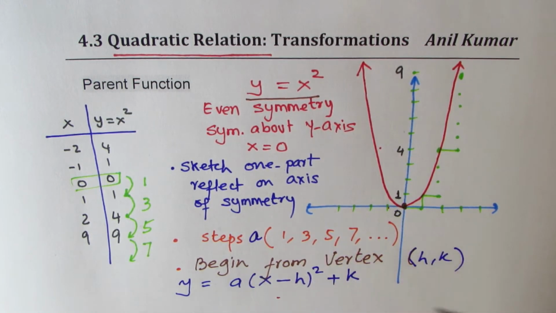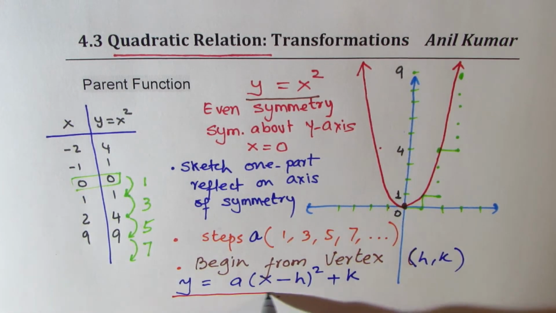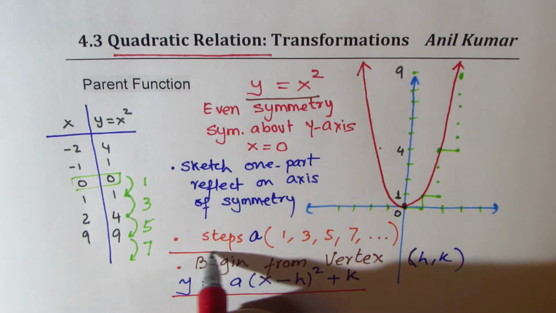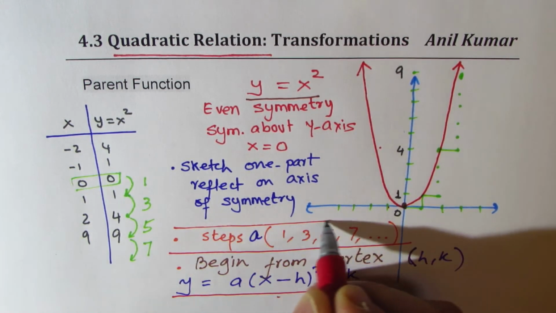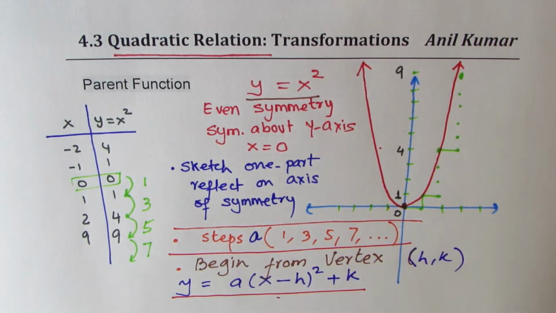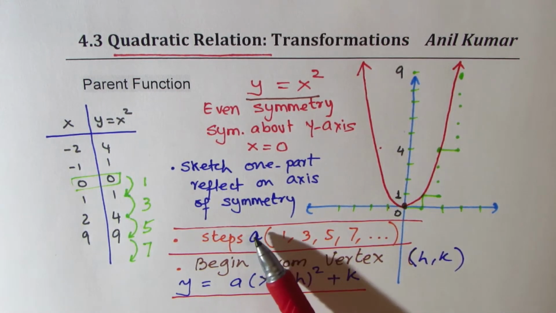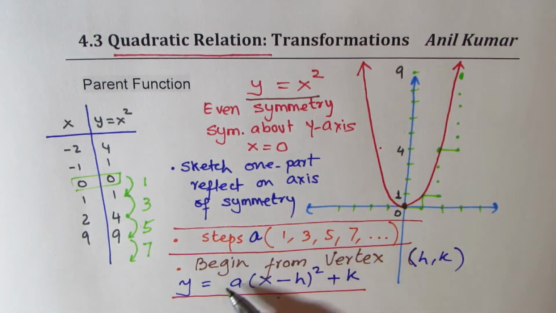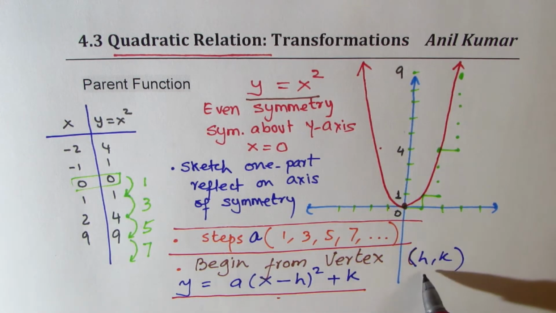Do you see that? So for a transformed function, which is given here, when you sketch, the steps are going to be a times. Do you see that part? If a is negative, it will be reflected automatically. It makes sense, right? If a is half or less than 1, it gets vertically compressed. So it really works. So starting from the vertex, which is (h, k), you could actually sketch the right side. Now what is the axis?